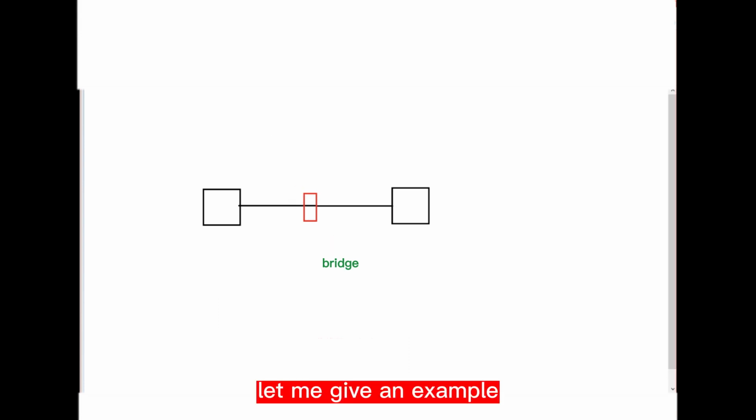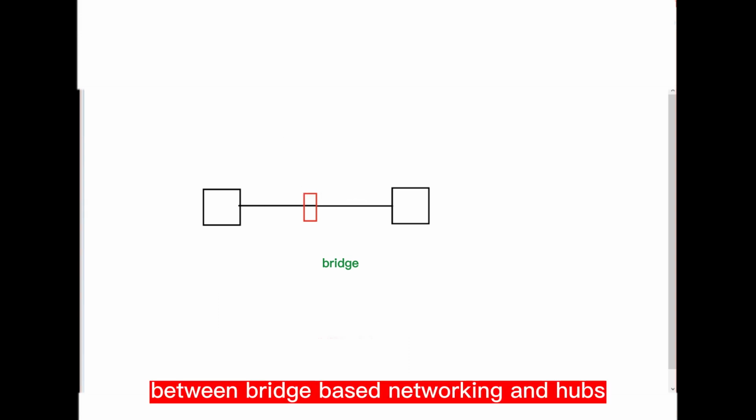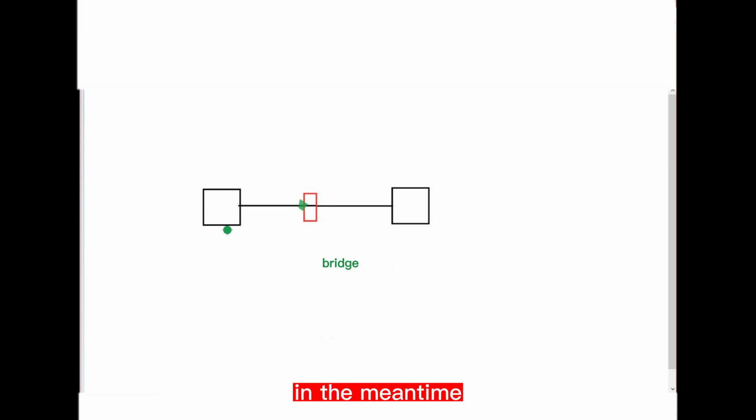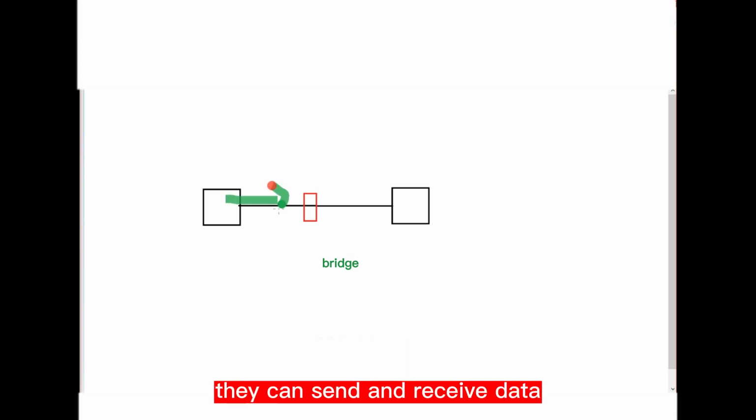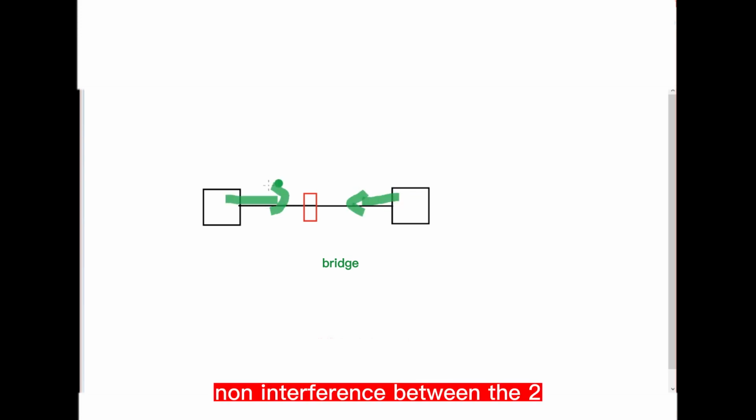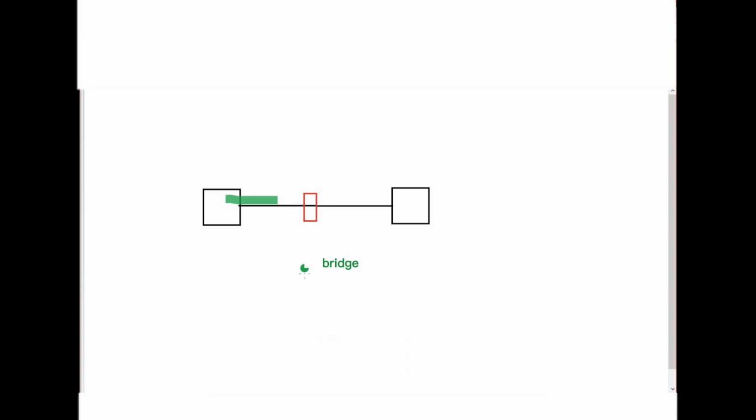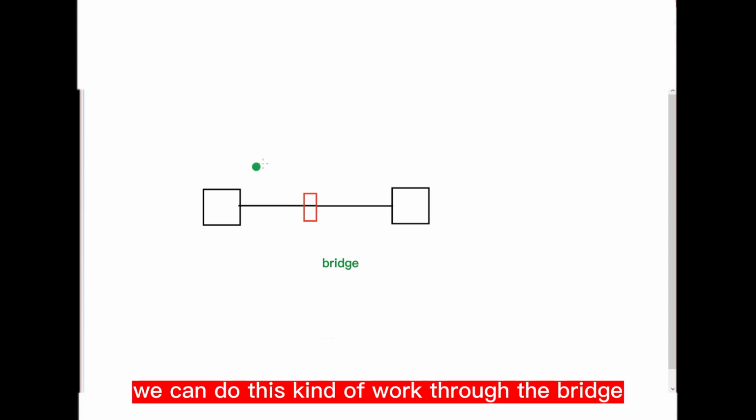Let me give an example to explain the differences between bridge-based networking and hubs. For example, these two are bridge interfaces. They can send and receive data at the same time, without interfering with each other. We can do this kind of work through the bridge.